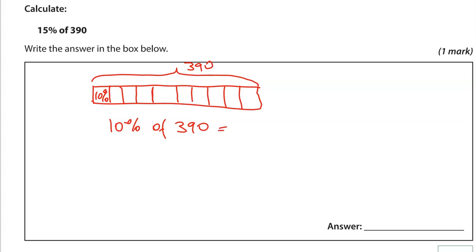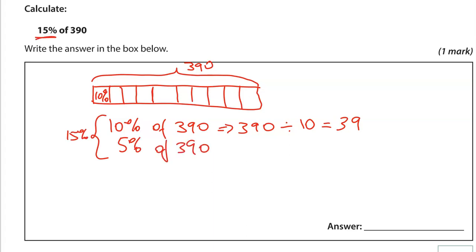So to work out 10% of 390, it's like splitting or sharing or dividing 390 by 10. So 390 divided by 10, that is 39. So it's like knocking off a 0 at the end when you divide by 10. Then 5%, because we need 15% in total, don't we? So 5% of 390, that is half of the 10%. So we're going to look for half of 39.